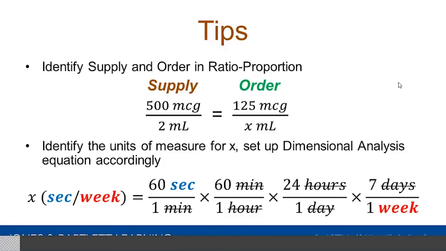All of the units of measurement cancel out except for the color-coded ones. And now I just multiply 60 by 60 by 24 by 7. And that gives me 604,800 seconds in a week. And so if you start with an example like this, it may be helpful to students.